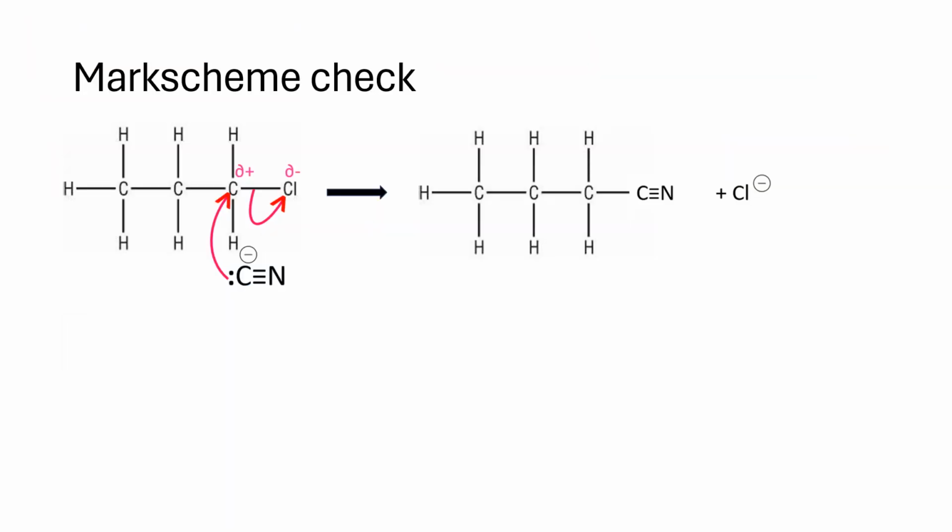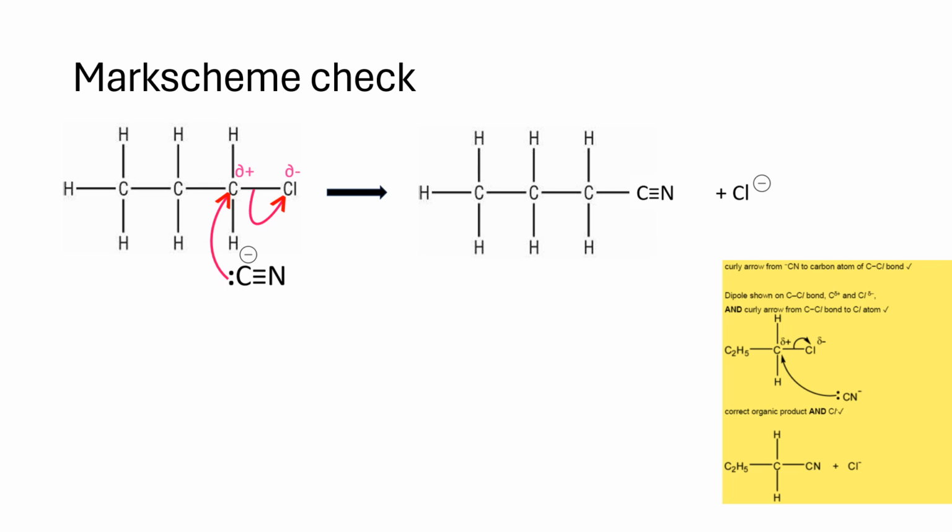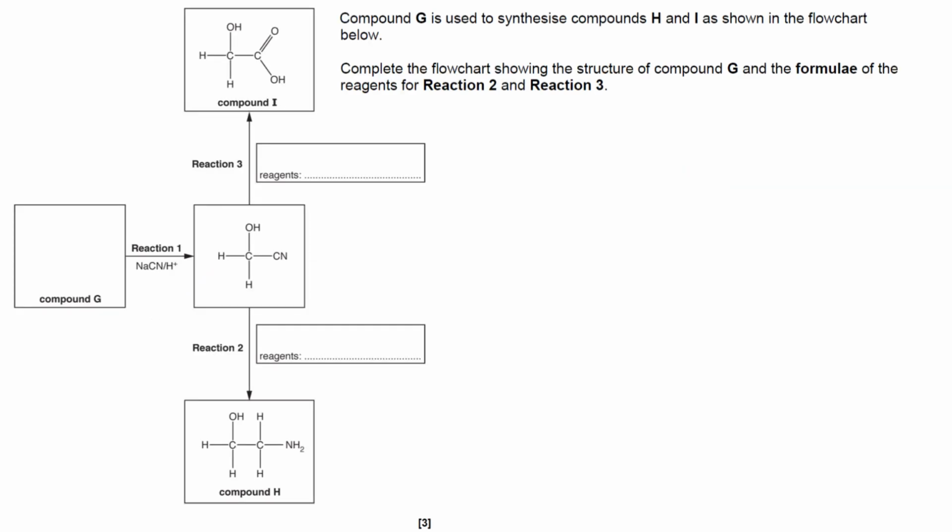So looking at what we just constructed and checking against the mark scheme, you can see it's a similar kind of setup, so we get the marks there. Okay, moving on. So here you've got a typical multi-step organic synthesis layout with missing reagents and an unknown compound that you're supposed to deduce the structure of.